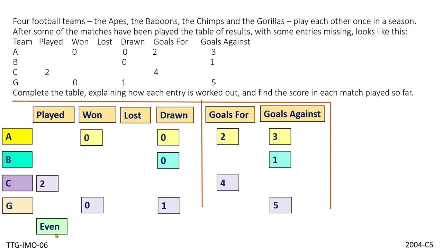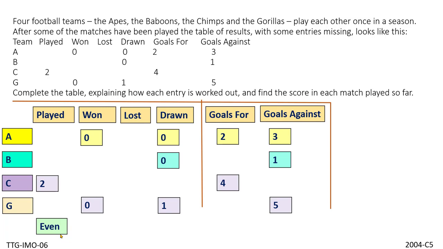Can anyone explain why the sum of all the games played by the individual teams A, B, C, and G should always be even, not odd? Any explanation for that?